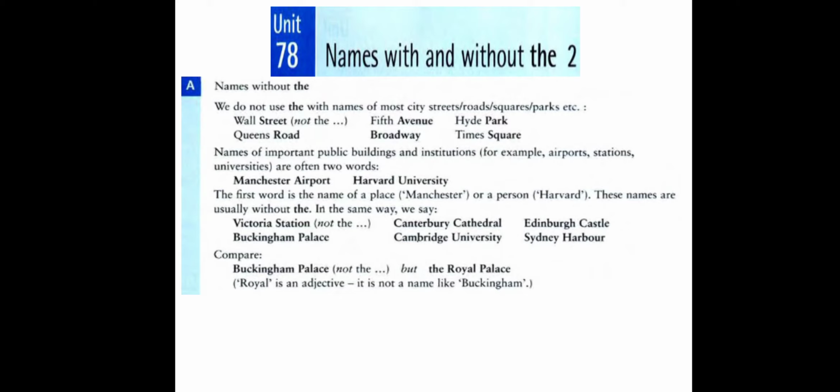Compare Buckingham Palace, not the Buckingham Palace, but the Royal Palace. If we look at these two names, in the first we have Buckingham, a name of a city, so we don't use the article the. But in the second name, the first word is royal, and royal here is an adjective. When the first word is an adjective, then we use the article the. The word royal here doesn't mean a name of a person or a name of a city. It is an adjective. That's why we use the article the.